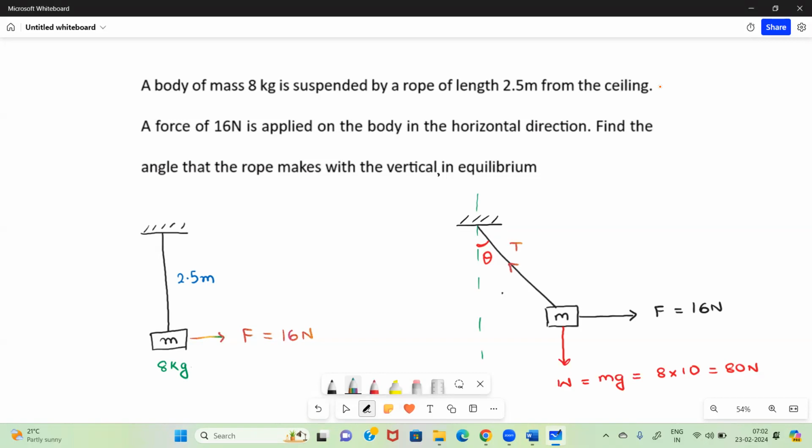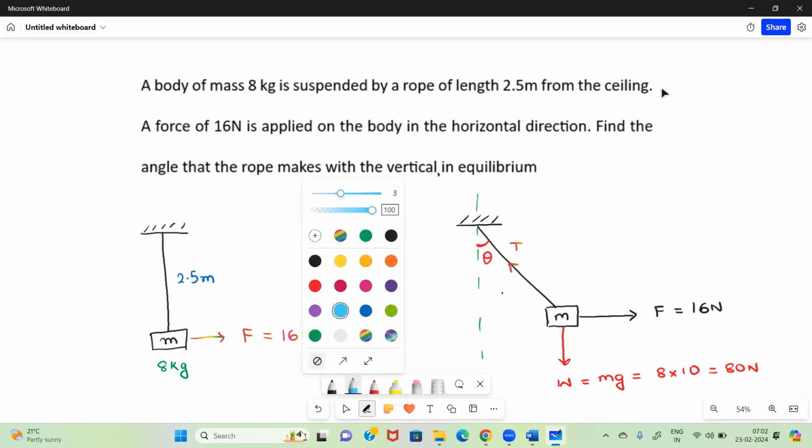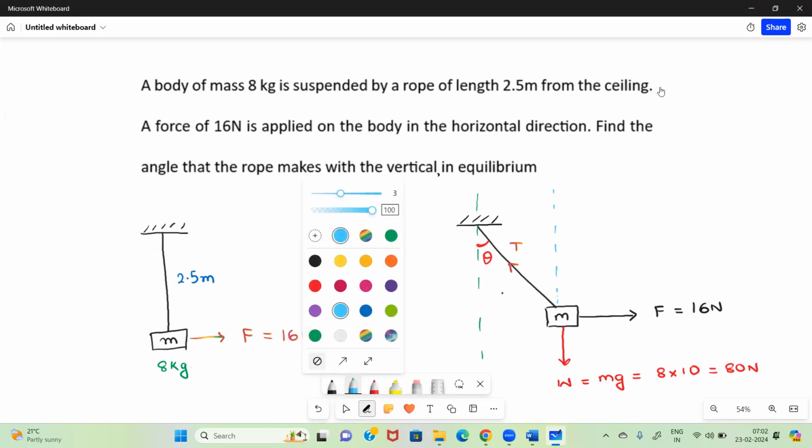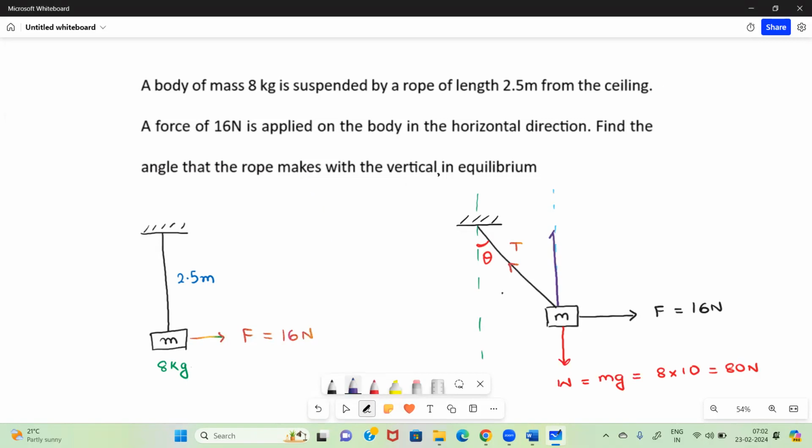Now, because the body is in equilibrium, the net force acting on the body is going to be 0. Or in other words, I can say the net force acting along the x direction is 0 and the net force acting along the y direction is 0. Before we go to that, let's resolve the vector here, for which I'm going to draw a line parallel to the vertical. Now tension, I'm going to resolve into two components, one along the vertical and the other along the horizontal.